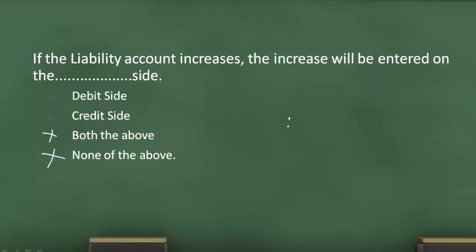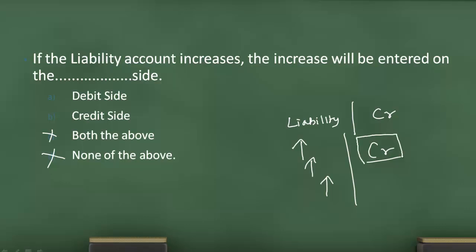See, understand, liability by its very nature will always have a credit balance. So if you want to increase the liability further and further, you should keep on crediting. So if we want to increase the liability account, we should credit the liability account, and if we want to decrease the liability, we should debit the liability account. Here the question is, the increase will be entered on which side? Increase will be entered on credit side. So the answer is credit side, and we need not look on the debit side. Next question.